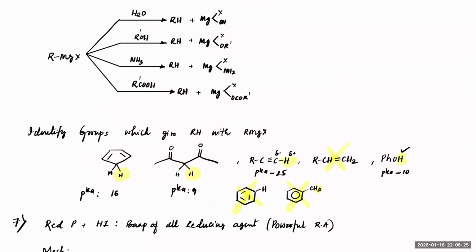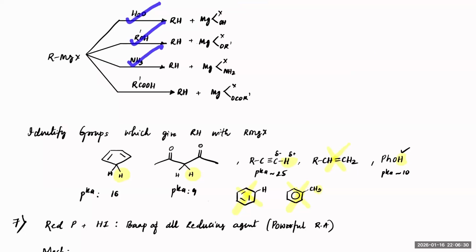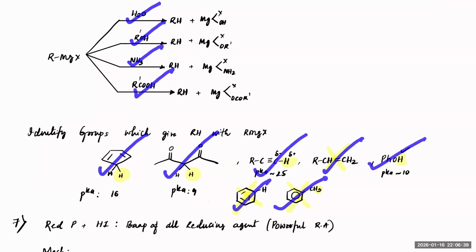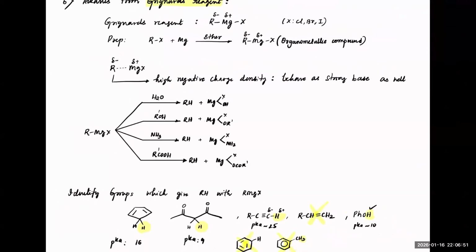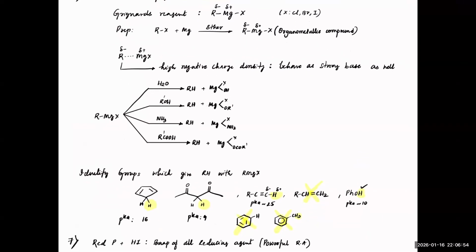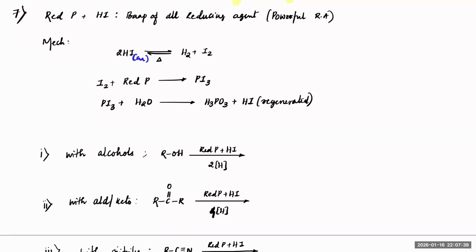So if this is an integer type question, typically this is how it will be framed. Water, alcohol, ammonia, acid, cyclopentadiene, diketones, alkynes, alkenes, phenols, benzene, toluene, all will be given. You need to figure out in which case Grignard's reagent will give alkanes. Very, very standard JEE question. So please check it out. If there is any problem, you can ask me now. Let's go on to the next one.